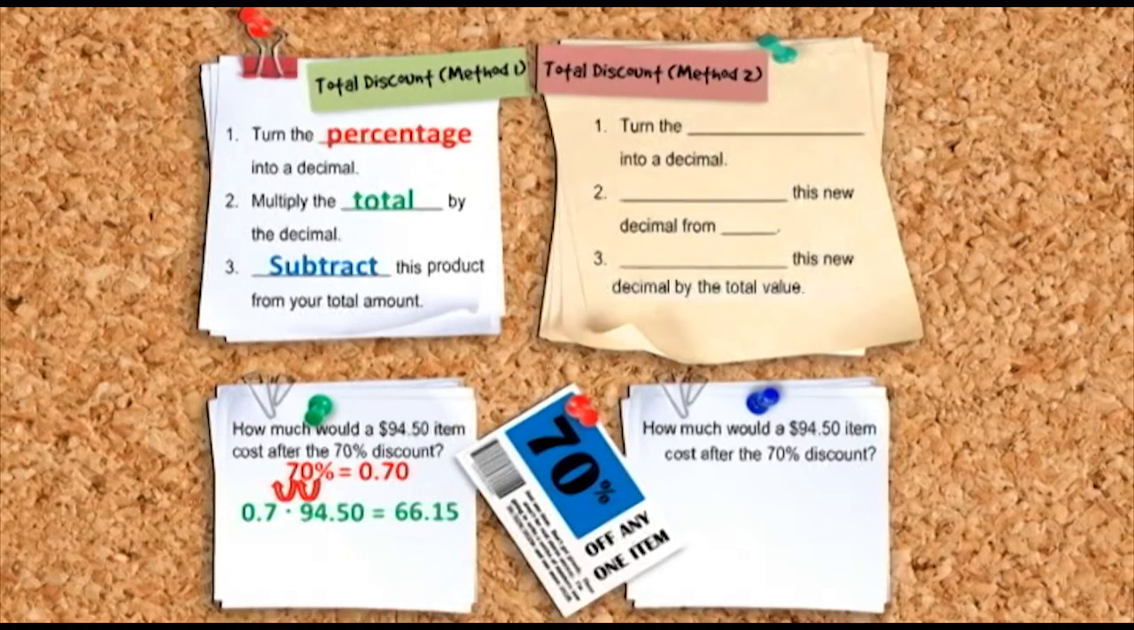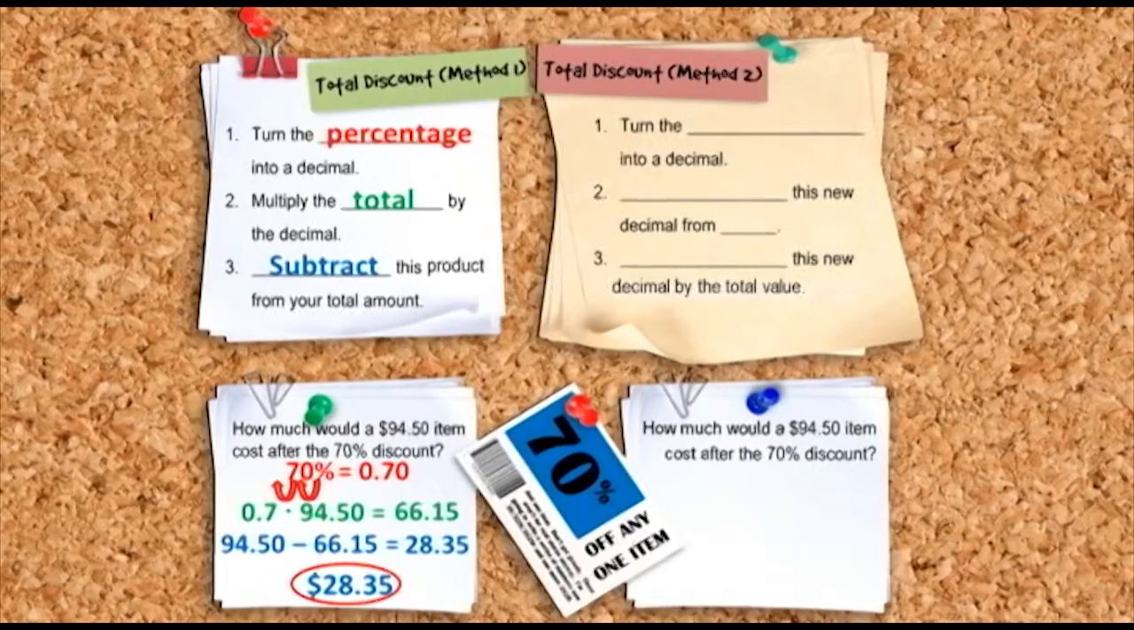$66.15, from the total amount that I was originally spending. So $94.50 minus $66.15 gives me $28.35. The $66.15 is what I'm saving, so I need to subtract it from my total. There's my final answer.